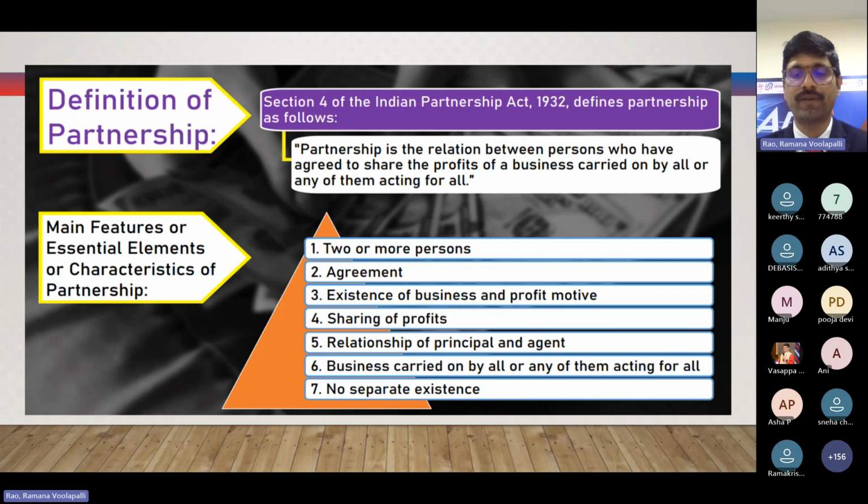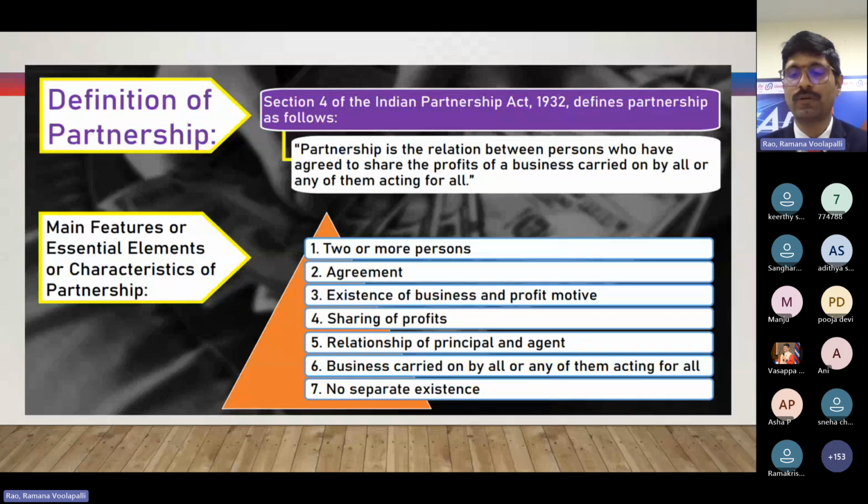Partner as a principal. What is this? Each partner is also a principal, which means they are bound by the actions of other partners when those actions are within the scope of the partnership business. This mutual agency gives each partner both the authority to act and the responsibility for the actions of the others.